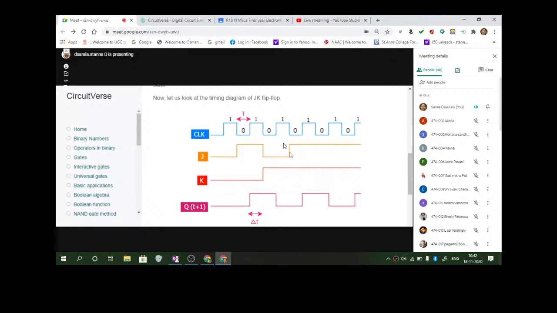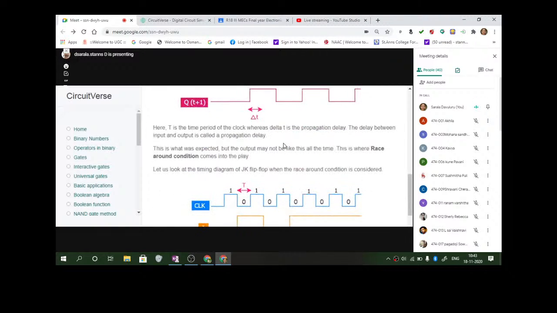Once again, J is high. It should have gone high at this stage. At this point during the negative transition, J is high, K is 0, so we expect Q to go high, but it is not going high here. Instead, it is going high at this point. There is a delay. So these are your delays, and because of this delay, you have a race around condition. T is the time period of the clock, whereas delta T is the propagation delay.